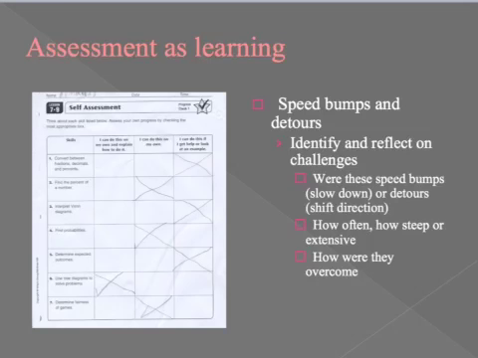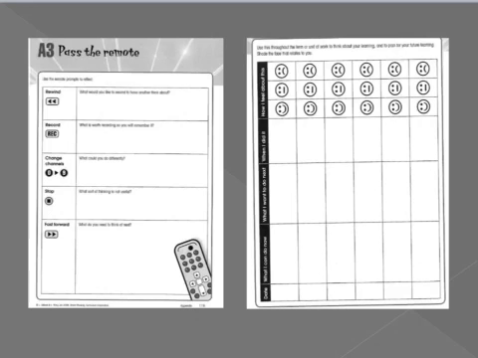Get the students to identify their speed bumps and their detours. What were the challenges that they faced or are facing in their work? Are these speed bumps that are slowing them down because they're struggling to cope with the ideas? Or are they detours that require them to shift direction and go off and find out new things? Get them to think about how often they're having these speed bumps or detours. How steep are the bumps? How extensive are the detours? And get the children to think about how they're going to overcome or have overcome the speed bumps and the detours.